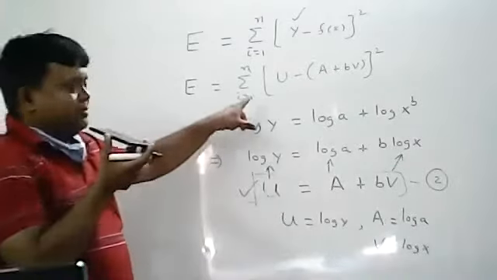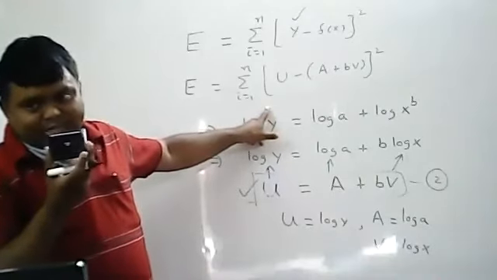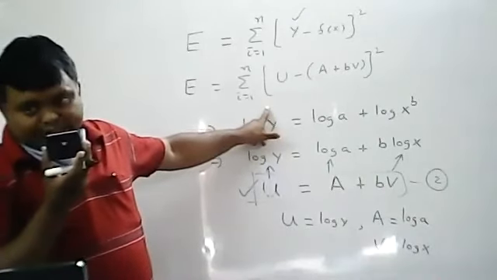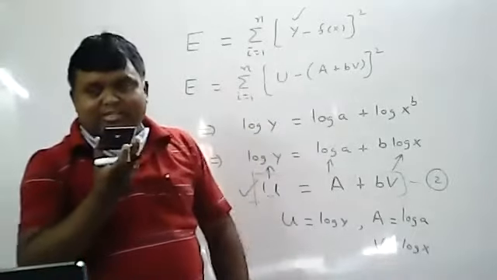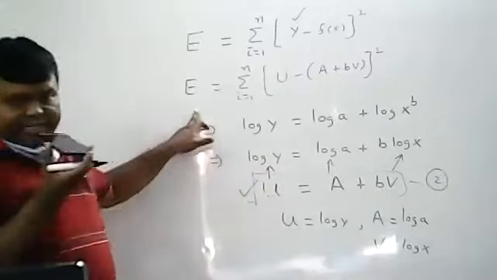This E should be minimized or maximized? This E should always be minimized. Then you will get the best possible values of small a and small b, because in the power curve, a and b are the only constants. Right on. Next line.